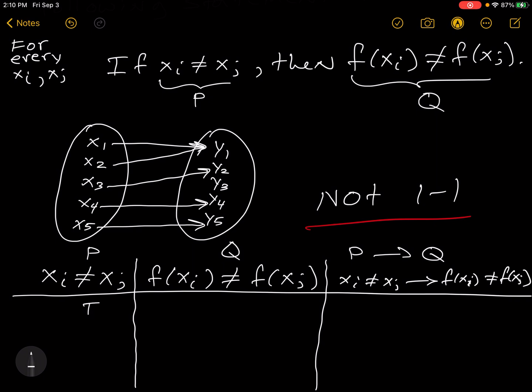Okay, so we have true, true, false, false, true, false, true, false. And remember that P implies Q is only false when we have true P and false Q. So we have true, false, true, true.